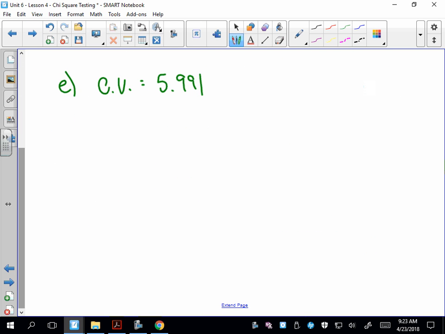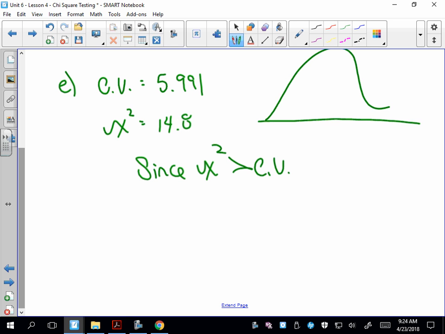Ooh, chi-squared, 14.8. Well, I would say since chi-squared is much greater than the critical value, that's a big number. We're way beyond that. Way beyond that critical value. We're going to have to reject H0. There's something strange going on here.